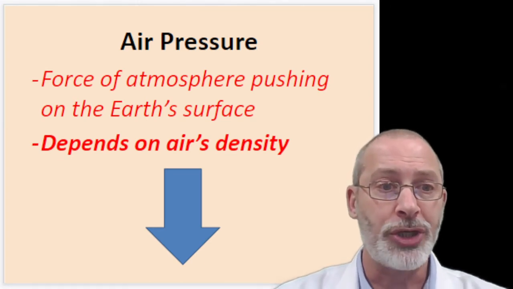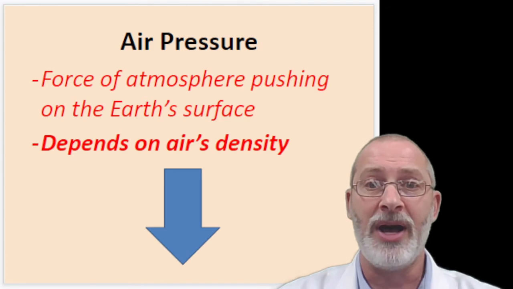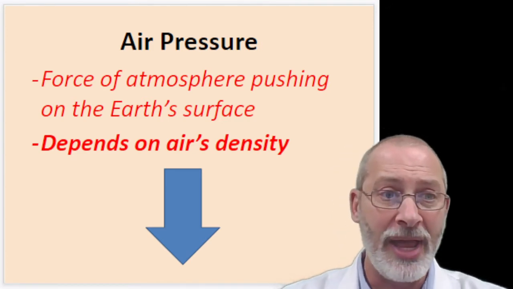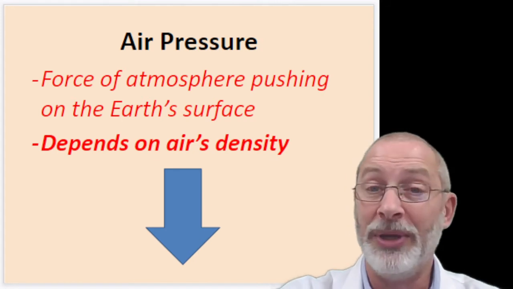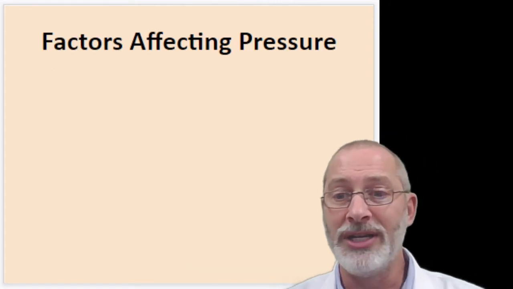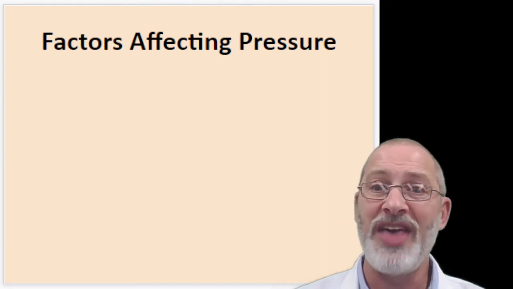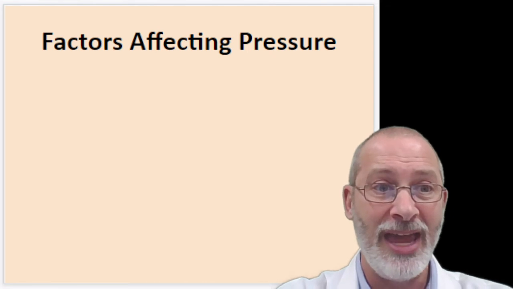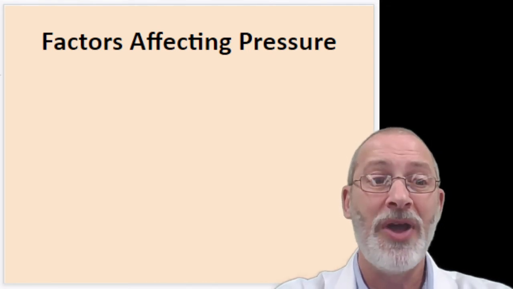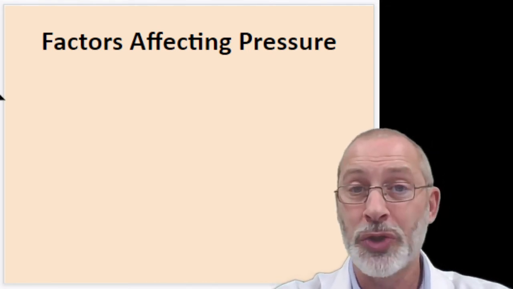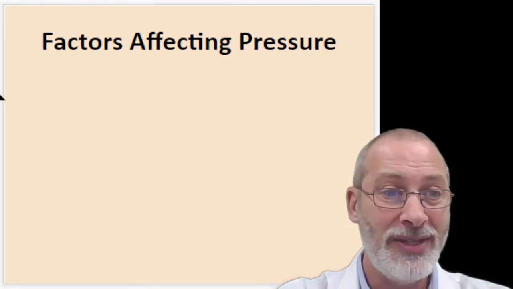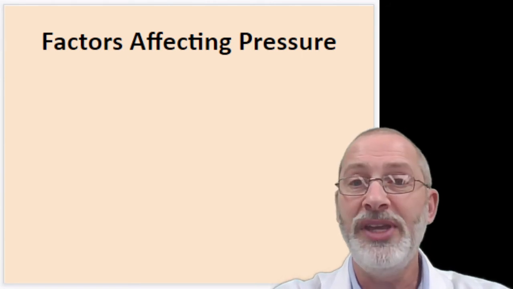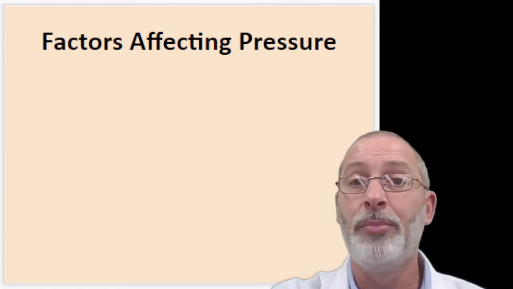So air pressure is dependent upon the density of the air. And we have to explore this a little bit further because there are different factors that affect the pressure of the air. And these factors are basically what control weather. So let's briefly explore these three factors affecting pressure.